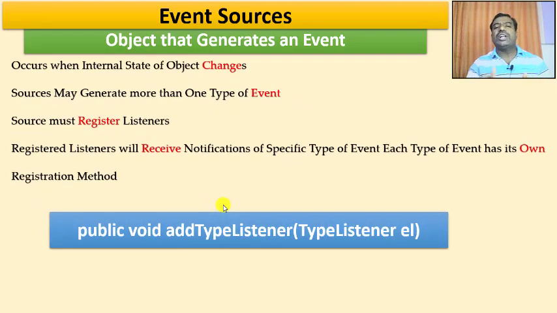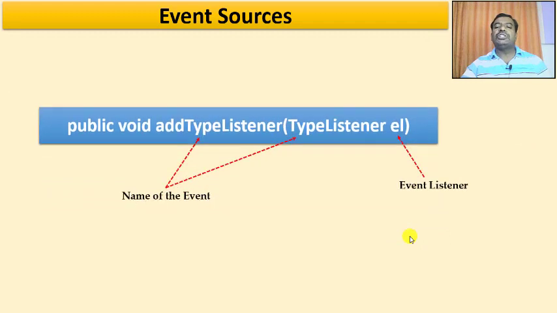And whenever I want to register a listener to the event source object, this is the function we are going to use. It's public, returns nothing. So add, that is, I'm going to add a new listener. Type listener, and this type is going to be the type of the event I want to add. And the type listener EL, and this EL stands for event listener. So I'm going to have an event listener reference, which is going to tell me which event listener should be called. Hence the name of the event is the type, and the event listener is what I need to call when this type of event occurs.